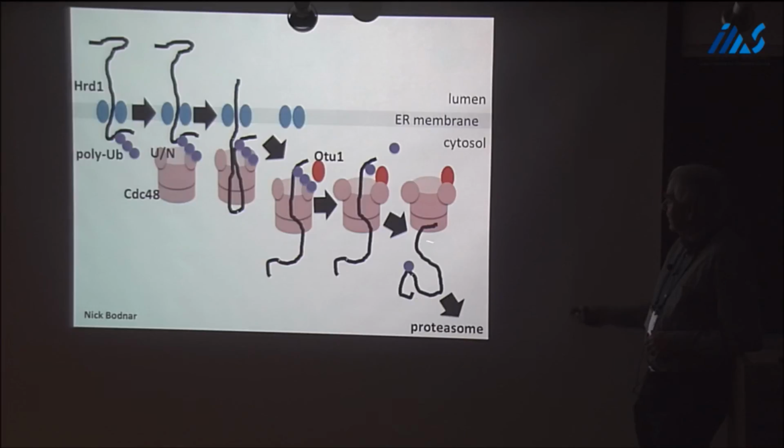And this allows then the polyubiquitin. So the ubiquitin chain is still long enough so that the proteasome can deal with it. So you need about 4 ubiquitin moieties to allow the recognition by the proteasome. And it seems that it's long enough when it comes out to allow the degradation by the proteasome.